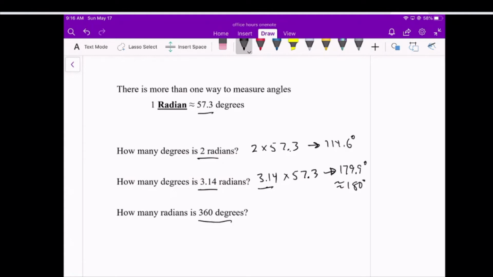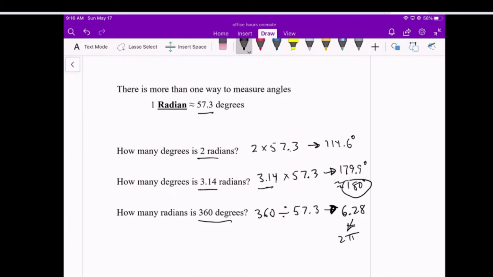For 360 degrees, and each radian is about 57.3 degrees, if we divide, we'll see approximately how many radians that is. 360 divided by 57.3 gets us around 6.28. Interesting. That is very, very close to 2 pi.